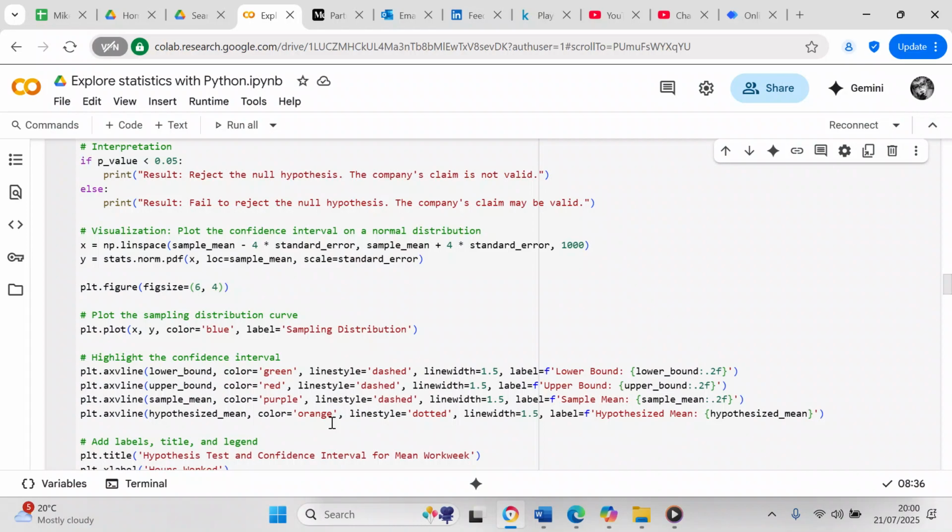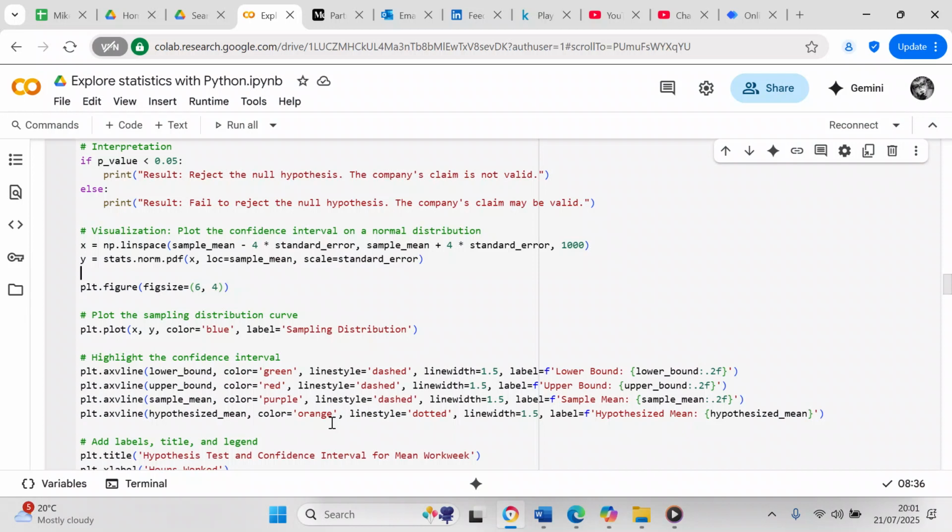So now we're going to visualize the work, and we're going to plot the confidence interval on a normal distribution. X equals np.linspace of sample mean minus 4 times standard error, comma, sample mean plus 4 times standard error, comma, 1000. And y equals stats.norm.pdf, where PDF stands for probability density function, of x, comma, loc equals sample mean, comma, scale equals standard error.